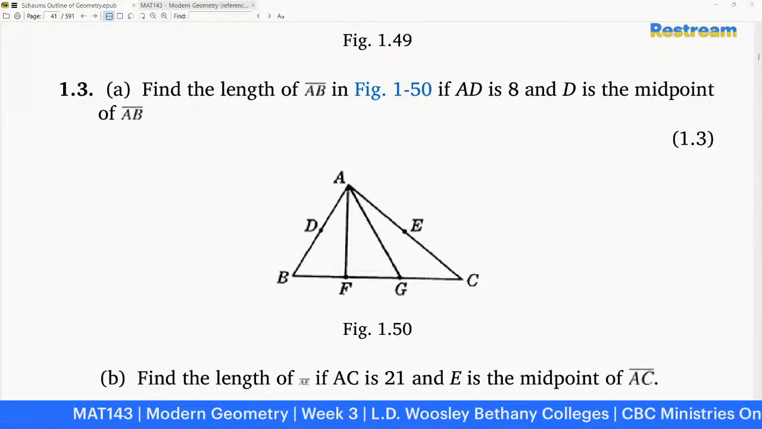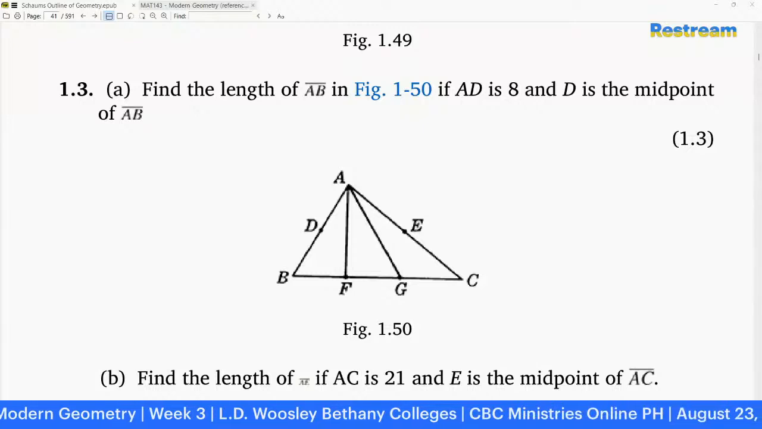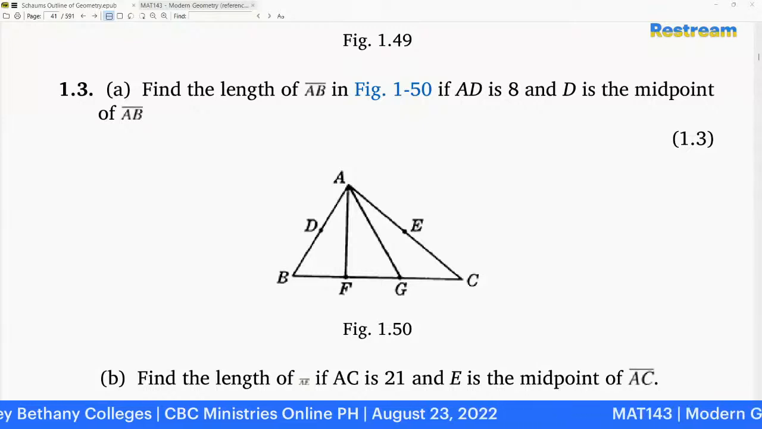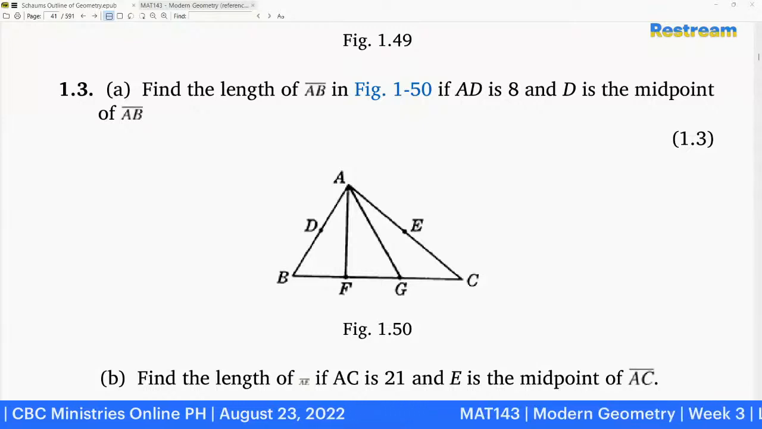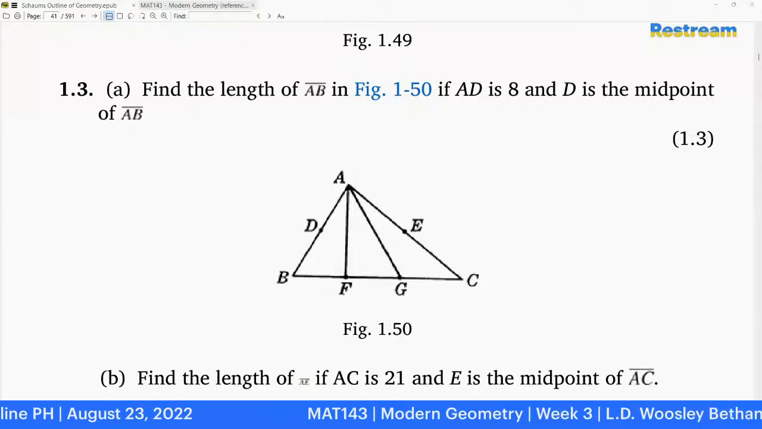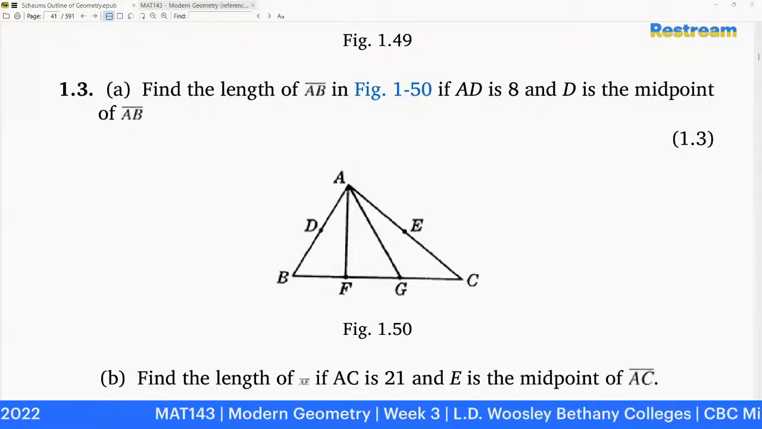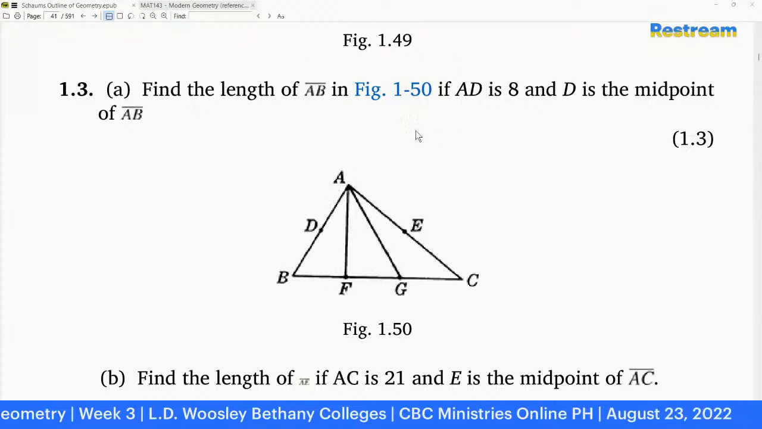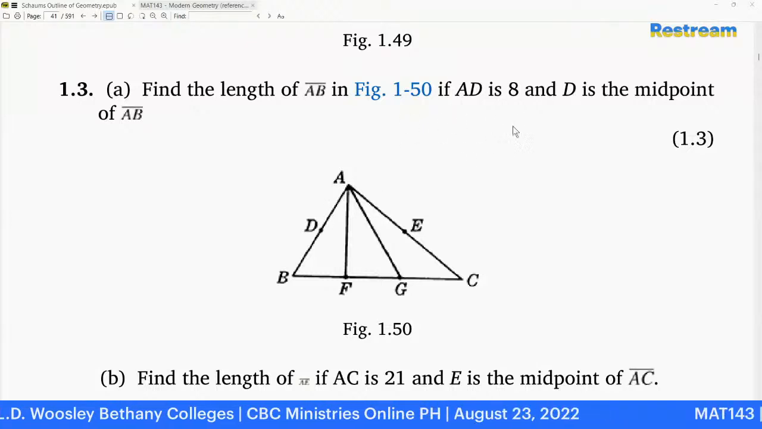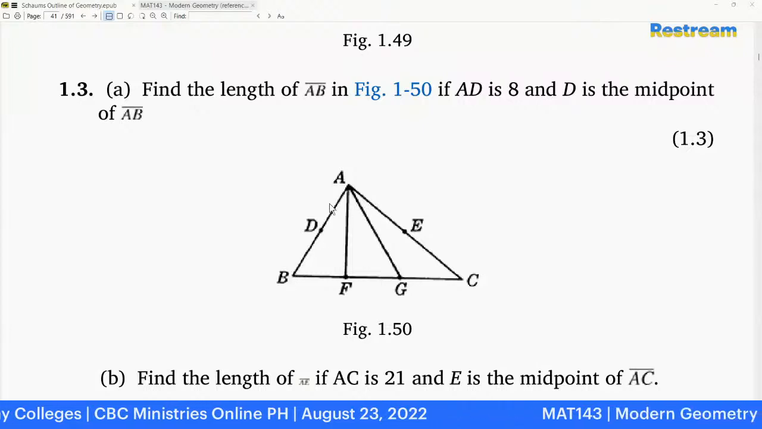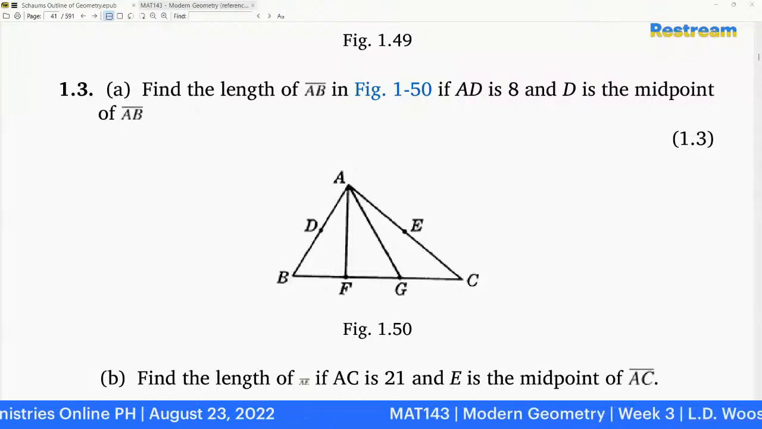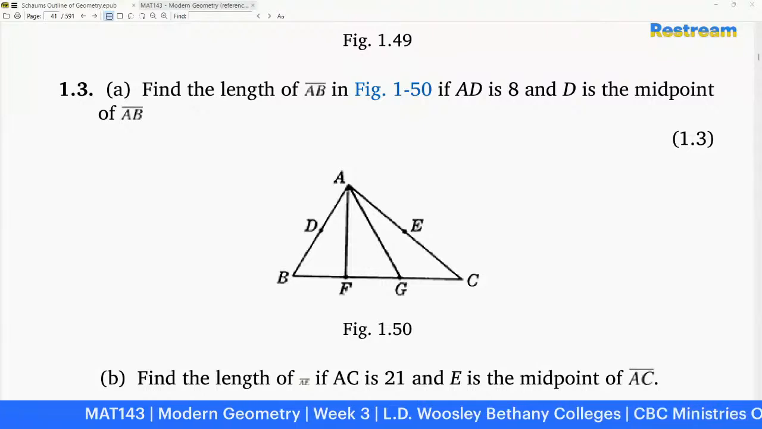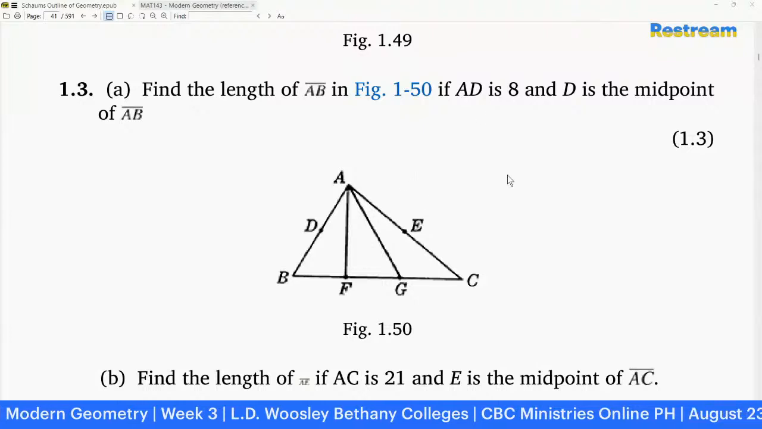Okay. What's your answer? 18. Again, medyo choppy. 18 po, sir. 18. How did you do that? How did you compute? Kasi given 8 is AD. If D is a midpoint, so what's AB? 16. Ayan, 16. Kala ko iba yung narinig ko eh. So anyway.